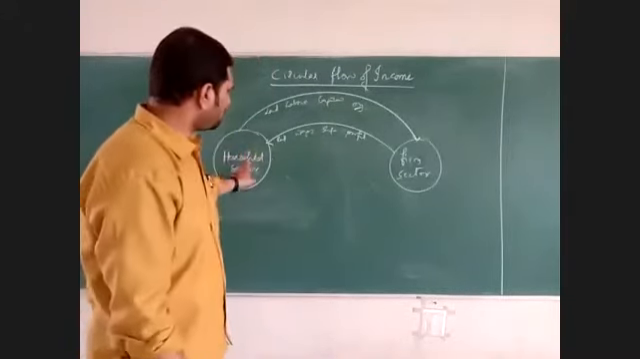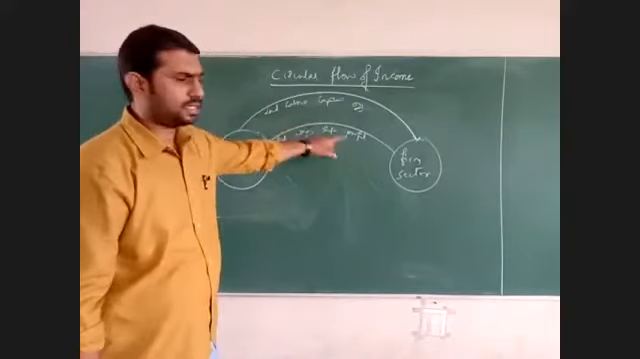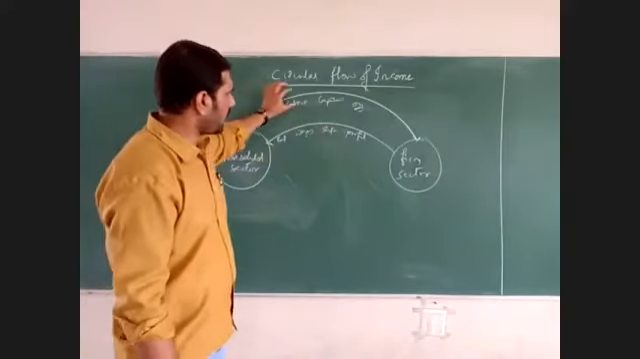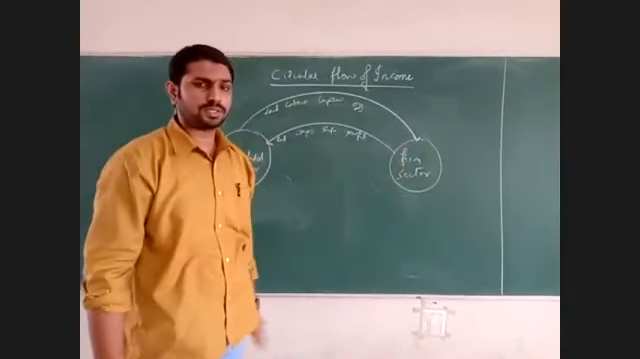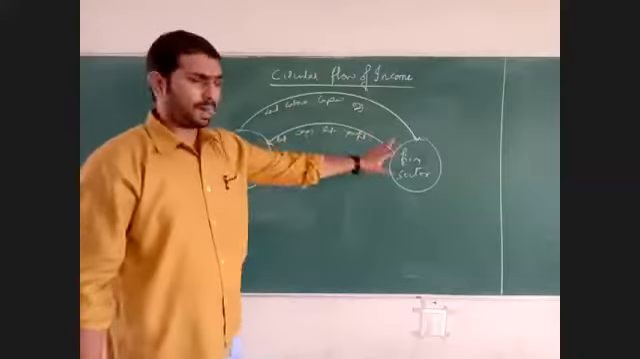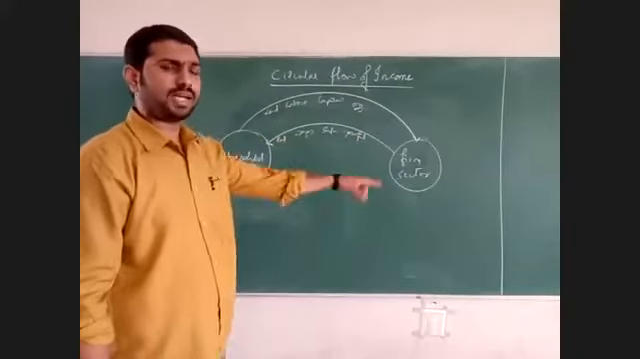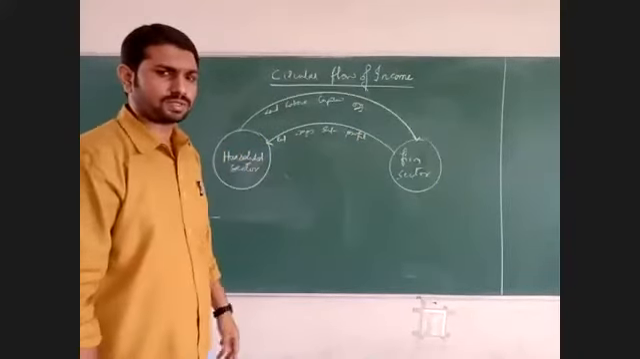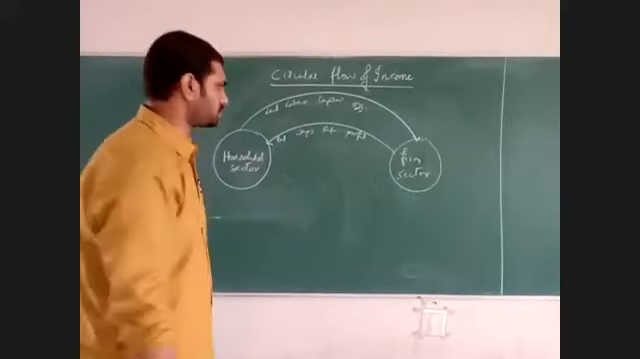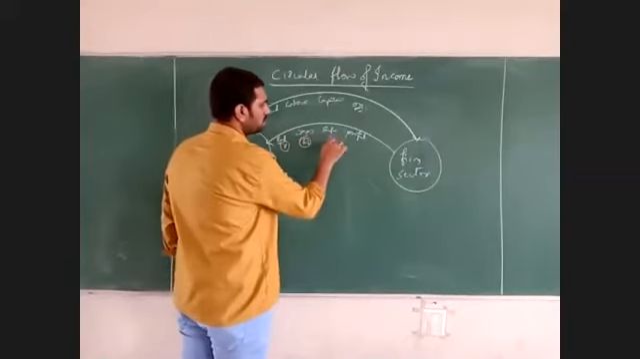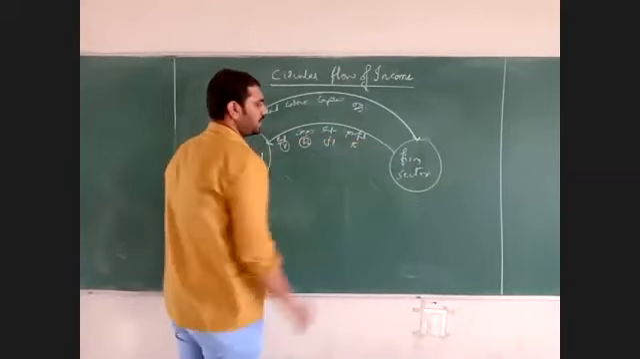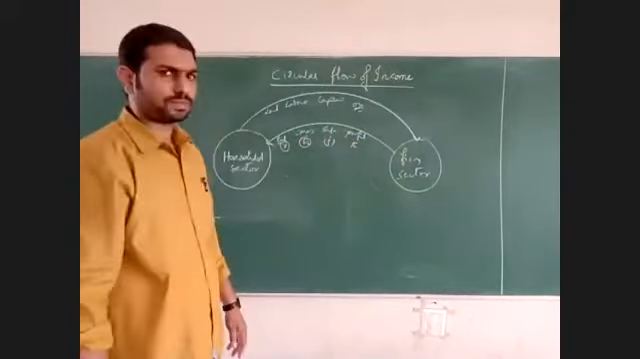So here the household sector will send the factors of production, that is land, labor, capital, organization, to the producer sector, that is the firm sector. As a recognition of it, they'll make a payment in the form of factor services, that is factor payments. That is rent, wages, interest, and profit.